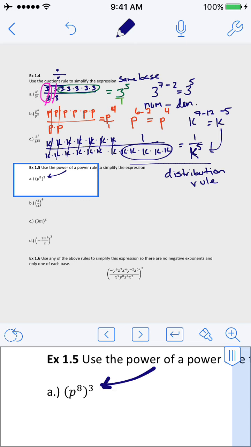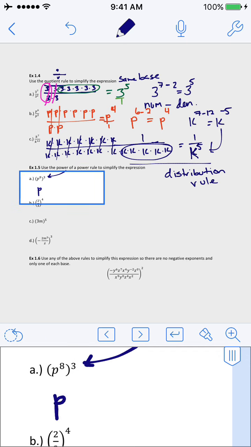And you can see that we have p being raised to a power 8, being raised to another power 3. That's why it's called power of a power. So you've got multiple things going on here. Be very careful. This does not say p to the 8th times p to the 3rd, right? That's not what we're saying here. We're saying we have p to the 8th 3 times. So we have p to the 8th times p to the 8th times p to the 8th. 3 multiples of p to the 8th.